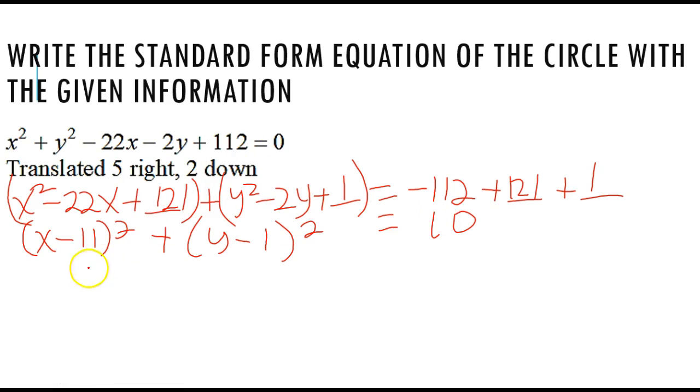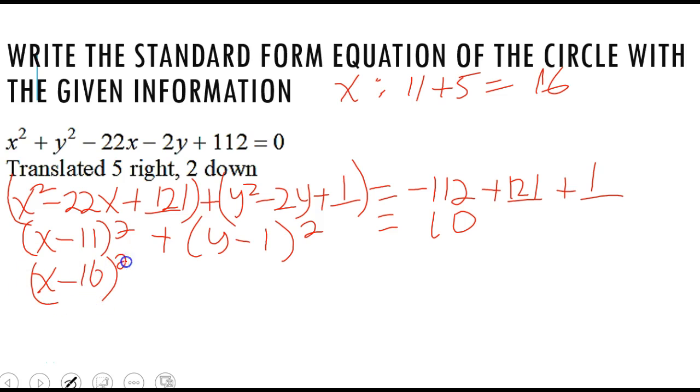Okay, so here we have it. Once you complete the square, you automatically have the equation in standard form. But then we need to apply this translation. If it is a translation to the right, it happens to x, since x goes left and right. It goes to the right, so you're adding 5 more. Instead of 11, we're going to add 5. So for x we do 11 plus 5 and get 16. So this changes to x minus 16 squared.